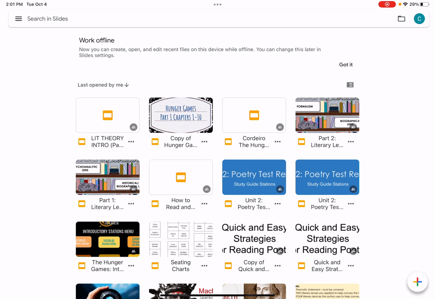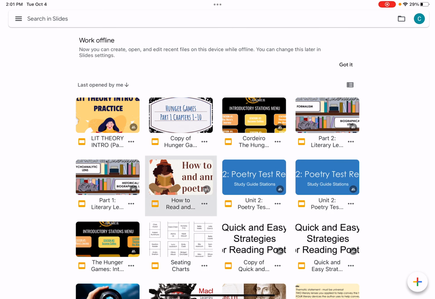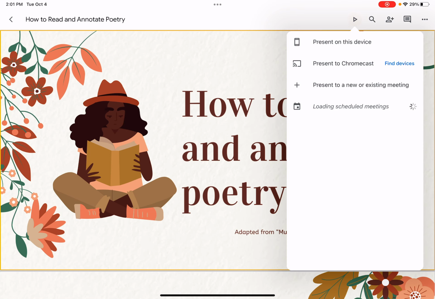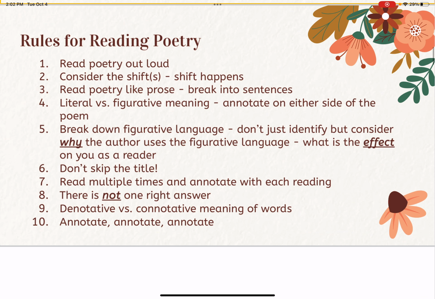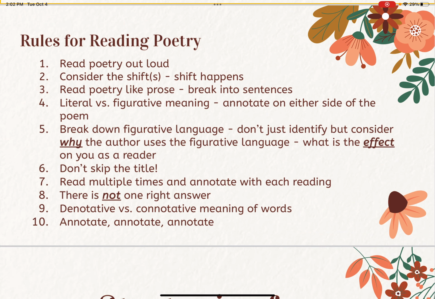All right, so now this is going to be, believe it or not, the longer of the two presentations. Hopefully it doesn't take forever. I'm not even going to present it. This is how to read and annotate poetry. I put this together, adapted from a couple resources that I found. So, 10 rules, quote unquote, for reading poetry.